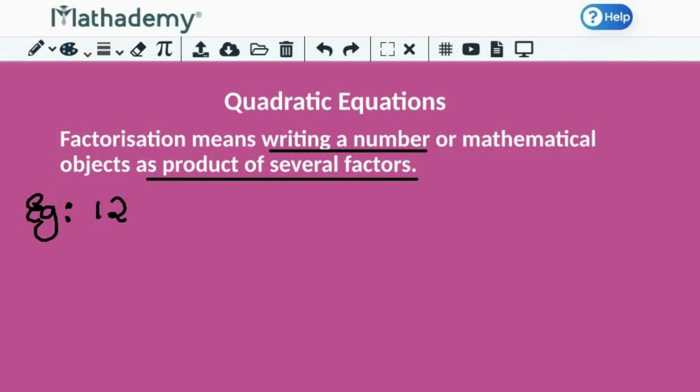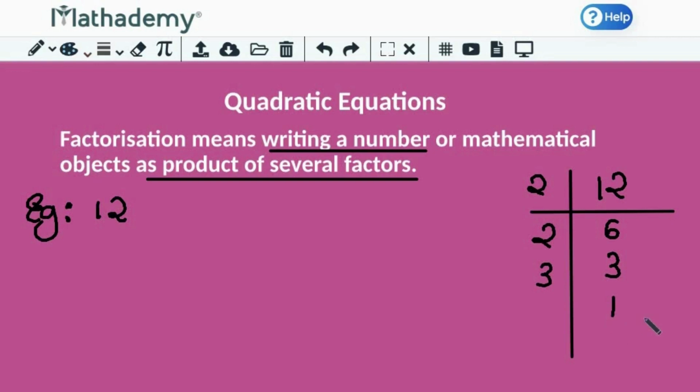12. If I want to write this number 12 as a product of its several factors, I'll have to first find out the factors, and that I'll do using the prime factorization method. So 12, I'll go by 2. 2 sixes are 12, 2 threes are 6, and 3 ones are 3. This 12 I can write as 2 multiplied by 2 multiplied by 3. Now, when you multiply these numbers, that is 2 twos are 4 and 4 threes are 12. So when you multiply the factors, you get the same number.